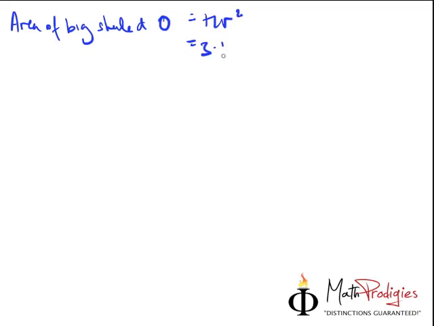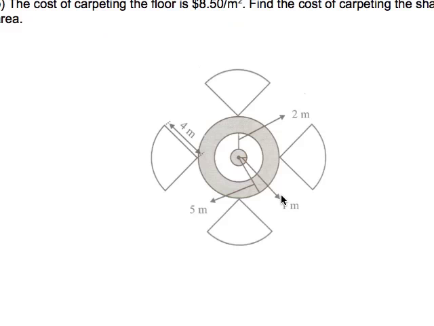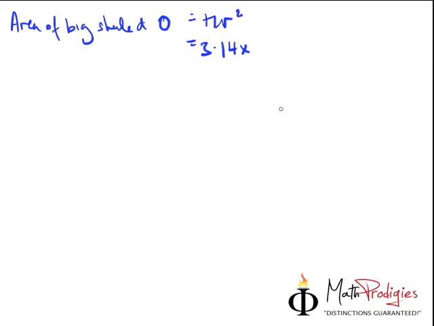I'm gonna write it as area of big shaded circle, in short form here, equals pi r squared, am I right? Which equals 3.14 times, in this case the big one is what? 1 from the center all the way to the end, which is 5 meters. So 5 squared, which is 25. I'm going to use my calculator over here. 3.14 times 25 is going to give you the answer of 78.5 meters squared.